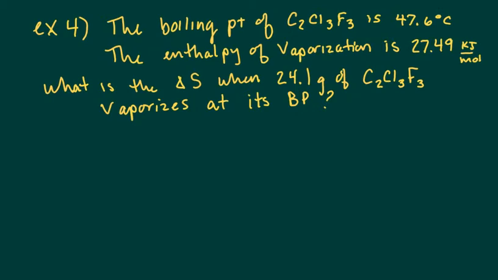So in this case, we are given a little bit of information. We know that the boiling point of this molecule is going to be 47.6 degrees Celsius. As soon as you see Celsius, you should automatically know that that's a red flag. We're also given that the enthalpy of vaporization is 27.49 kilojoules per mole. We want to know, what is the delta S when 24.1 grams of this stuff vaporizes at its boiling point?